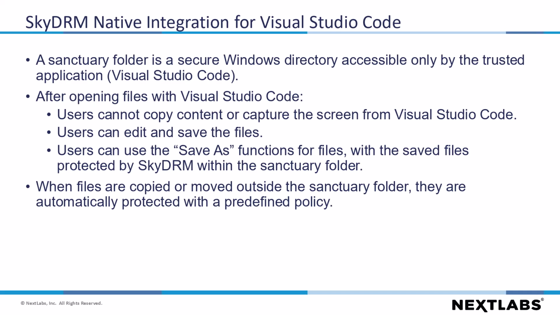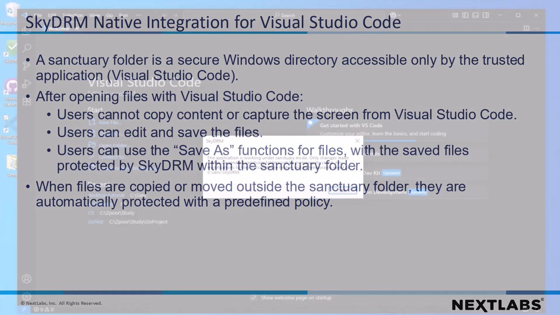After opening files with Visual Studio Code, users cannot copy content or capture the screen from Visual Studio Code. Users can edit and save the files. Users can use the Save As functions for files with the saved files protected by SkyDRM within the sanctuary folder. When files are copied or moved outside the sanctuary folder, they are automatically protected with a predefined policy. Now, let's move into the demo.